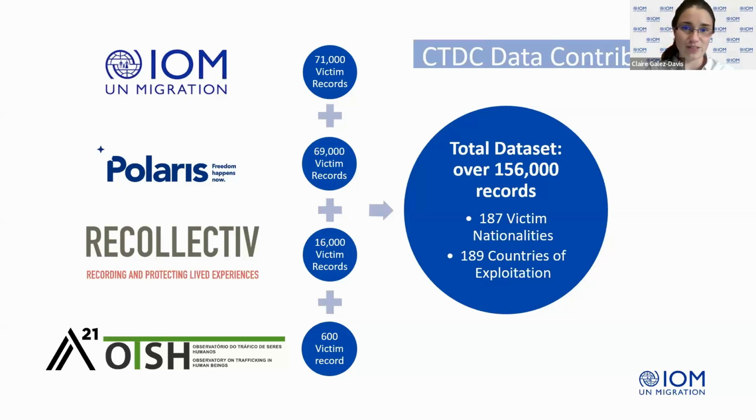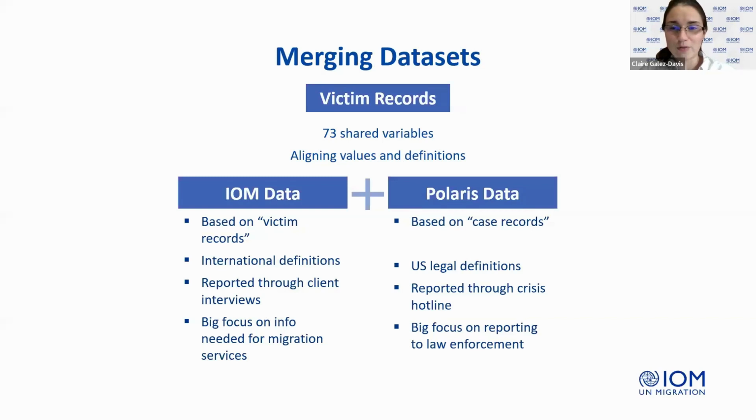So this is to show you a little bit about the overlaps and differences between the different data sets and the kind of issues that we had to work through as we created a common standard for the CTDC, for all the CTDC partners. I said before that databases were often diverse and disconnected, but there are some overlaps. If people are working under the Palermo definition of trafficking, you still have to identify the three elements: act, means, and purpose. But there are important variations that needed to be addressed, and a few of them are shown on this slide. For example, IOM is an international organization and therefore works under the international definition of trafficking in persons, whereas Polaris works on the US legal definition. IOM collects data through client interviews, whereas Polaris is a hotline, etc.